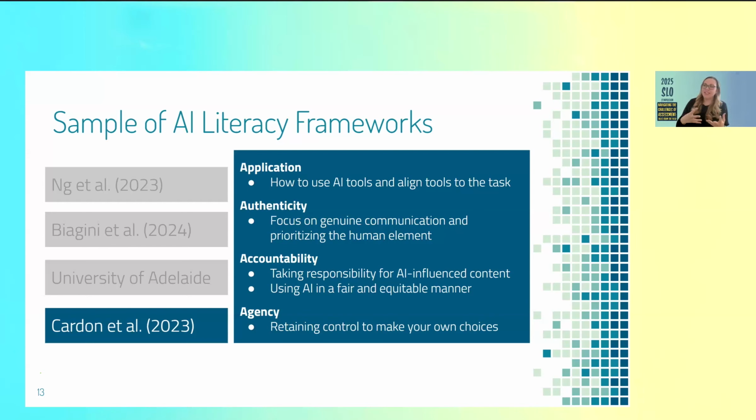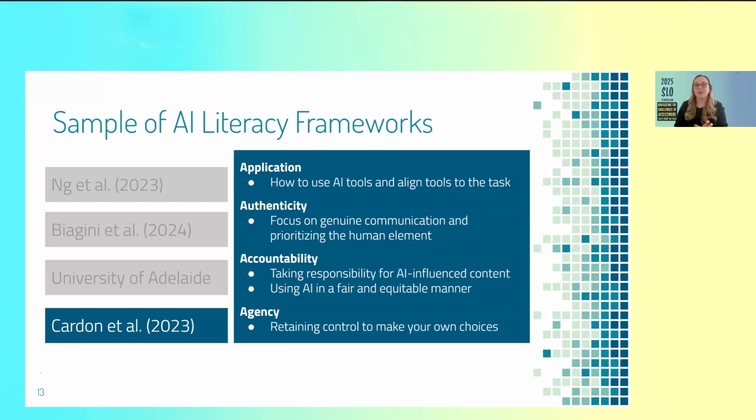And so in this framework, there is a focus on: can students apply and use these tools? Can they do so authentically? So focusing on what they really want to say and having genuine communication between the writer and the audience, or themselves and the reader, or the person who's going to be reviewing their work. Can they take responsibility for AI influenced content and use AI in a fair and equitable manner?